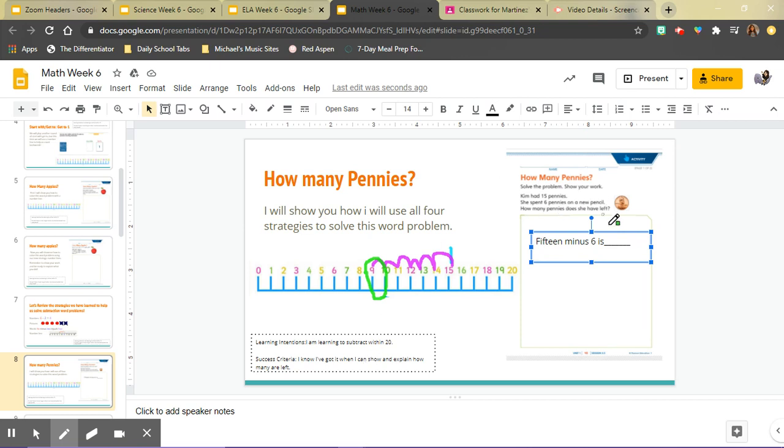Now I know that it got rid of my picture and my numbers, but you could always rewind this video to look at that. But those are the 4 ways that we can use all 4 strategies to help us solve the same word problem. So you're going to practice doing that today on your independent work.